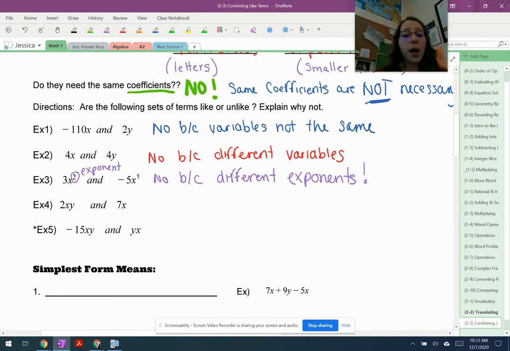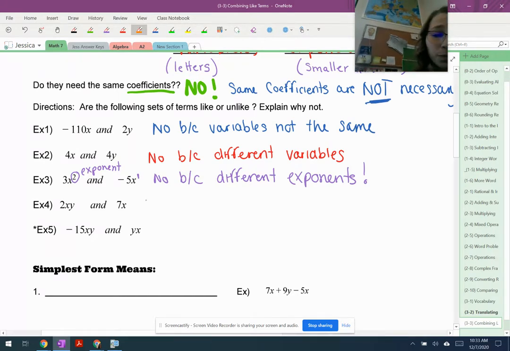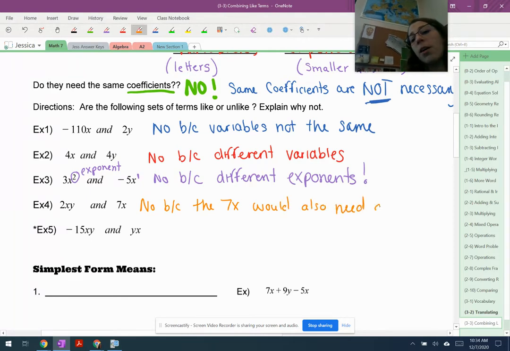Example 4, 2xy and 7x. Again, at first glance, this might seem like terms, but it's actually not. Even though they all have exponents of 1, so the exponents are good, and even though they both have an x, a variable of x, the first term has a y attached to it, so the second term would also need that y attached to it. So these are not like terms because the 7x would also need a y.